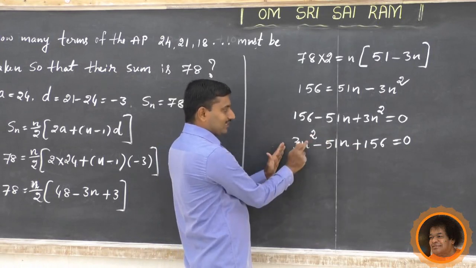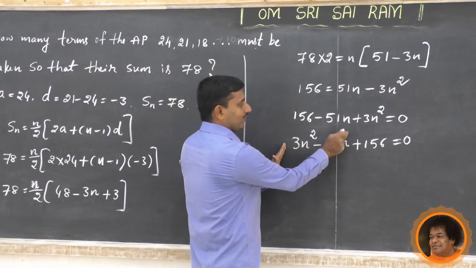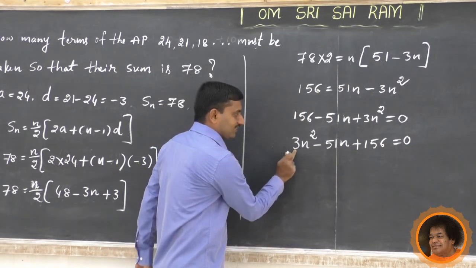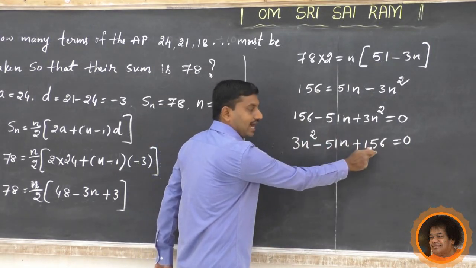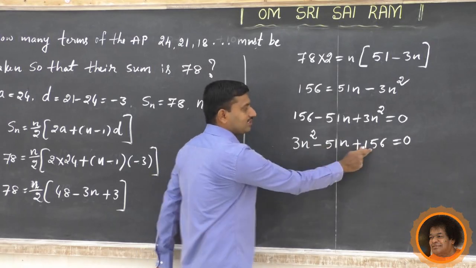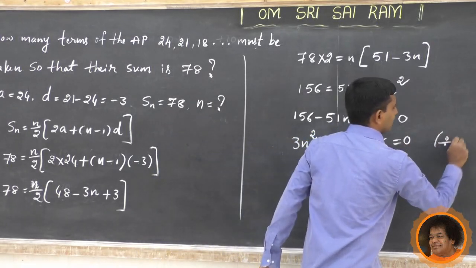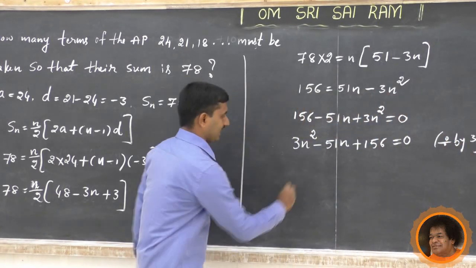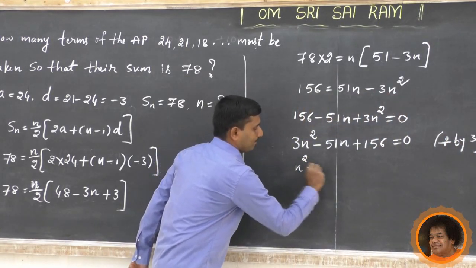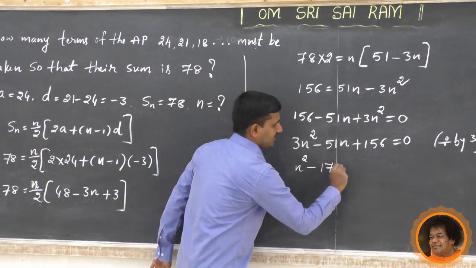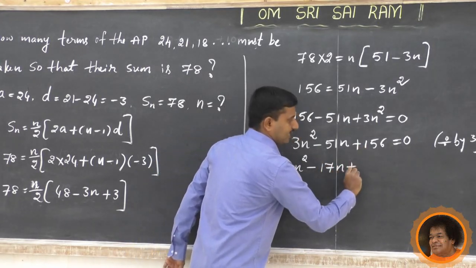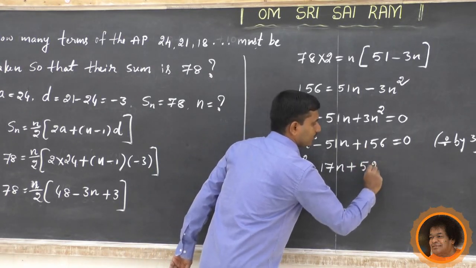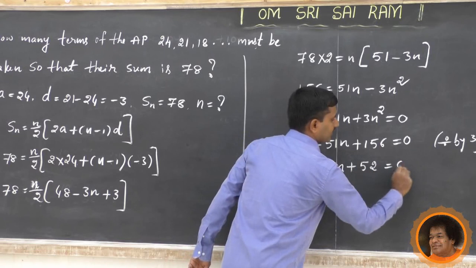Just look at the powers. Here the power is 2, here the power is 1, here the power is 0. Is there any common term in 3n square, 51n and 156? 3 is the common term. So divide the equation throughout by 3. So we get n square minus 17n plus 3 5s are 15, 3 2s are 6, that is 52, equal to 0.